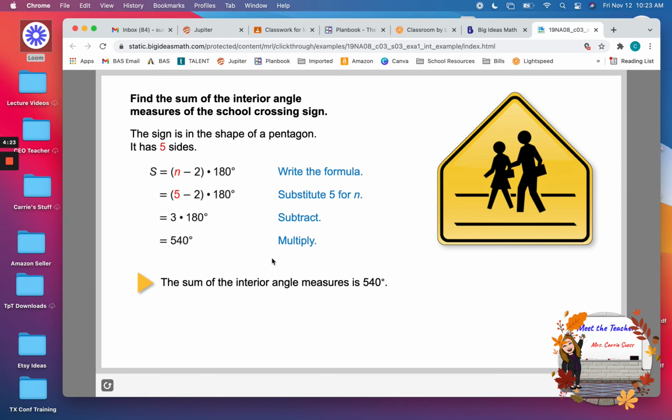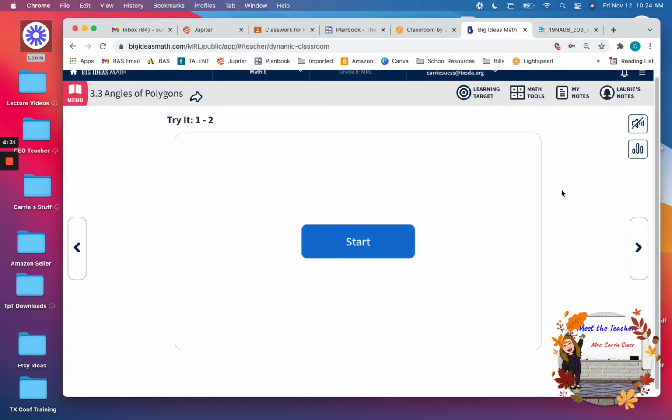Very good. Any questions? All right, go do your try-its. There are 2 of them.